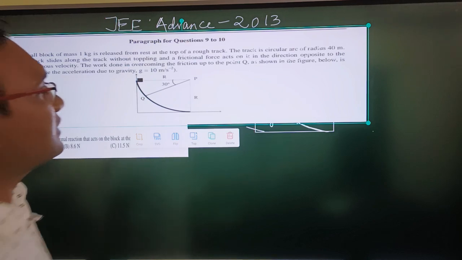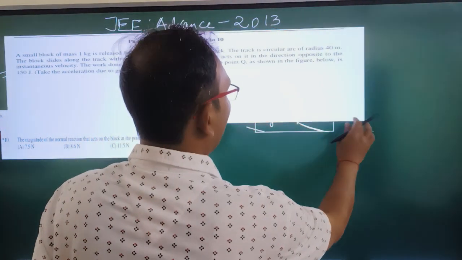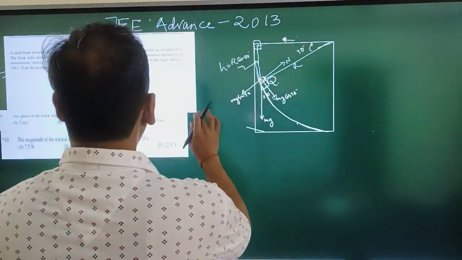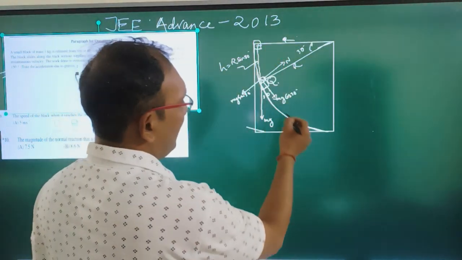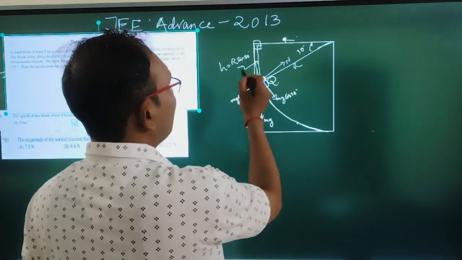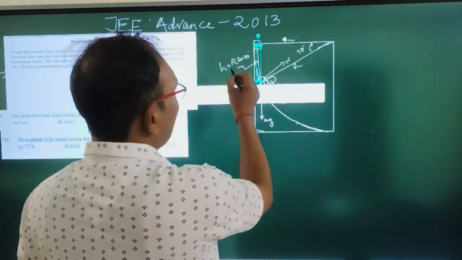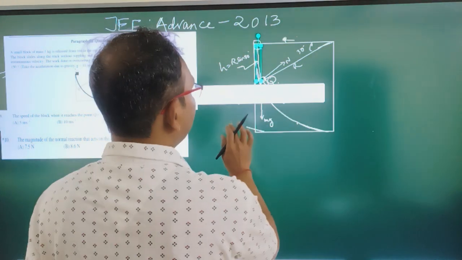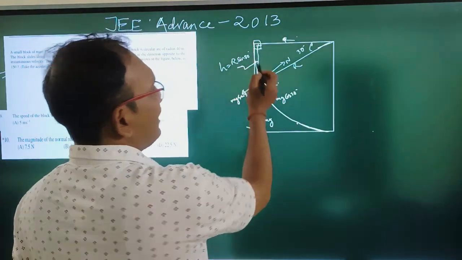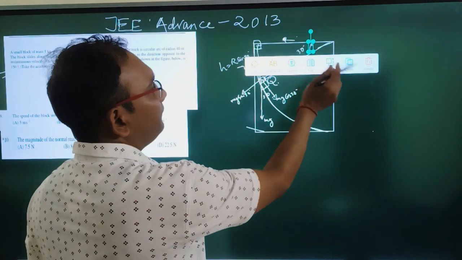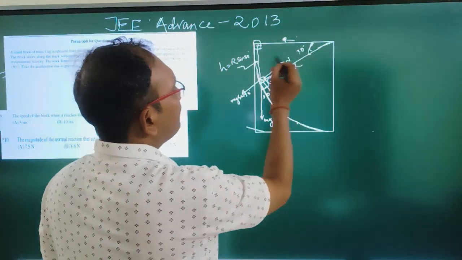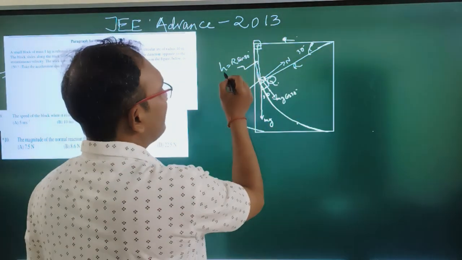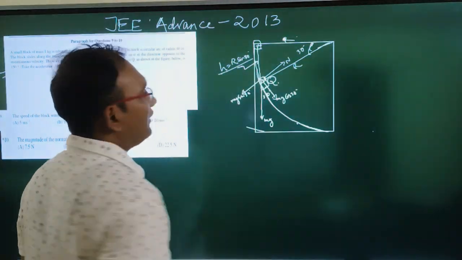Let's find out first the velocity at point Q. I have redrawn this picture again here. This is the circular path, this is radius r. The height drop here would be h = r sin theta, because this angle is 30 degrees. So this is r, and h = r sin theta.